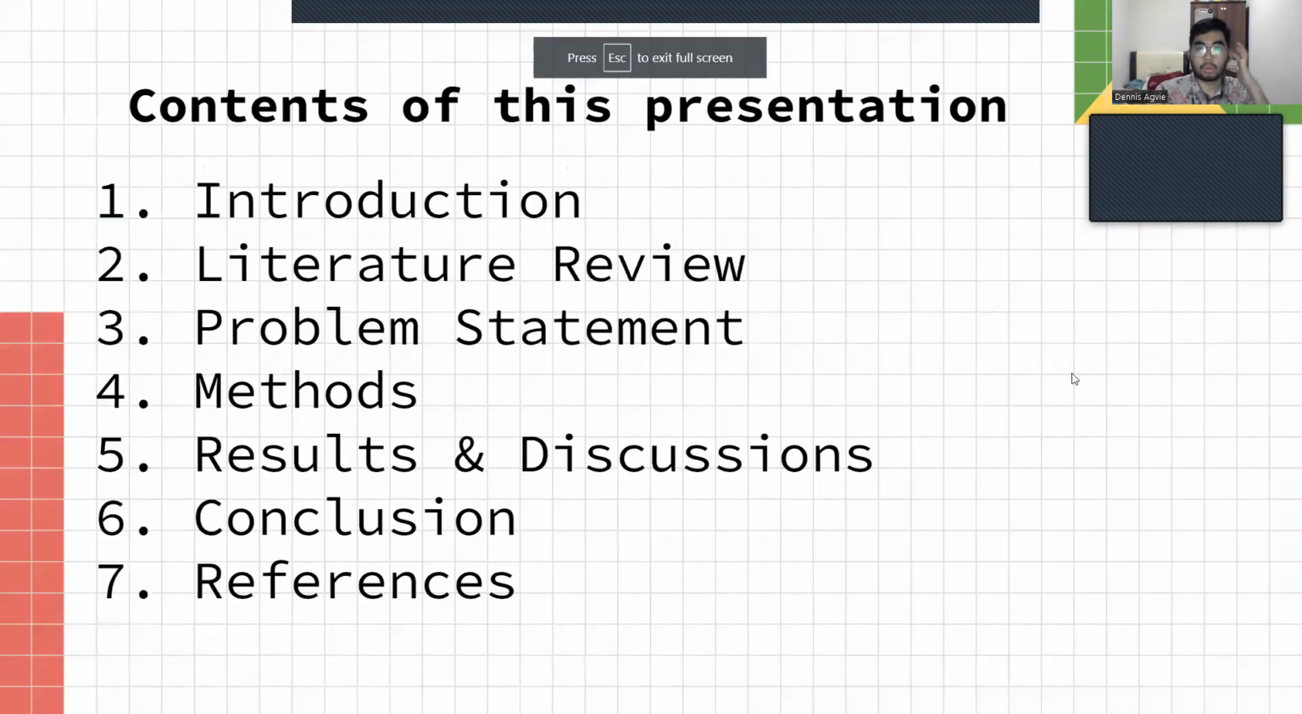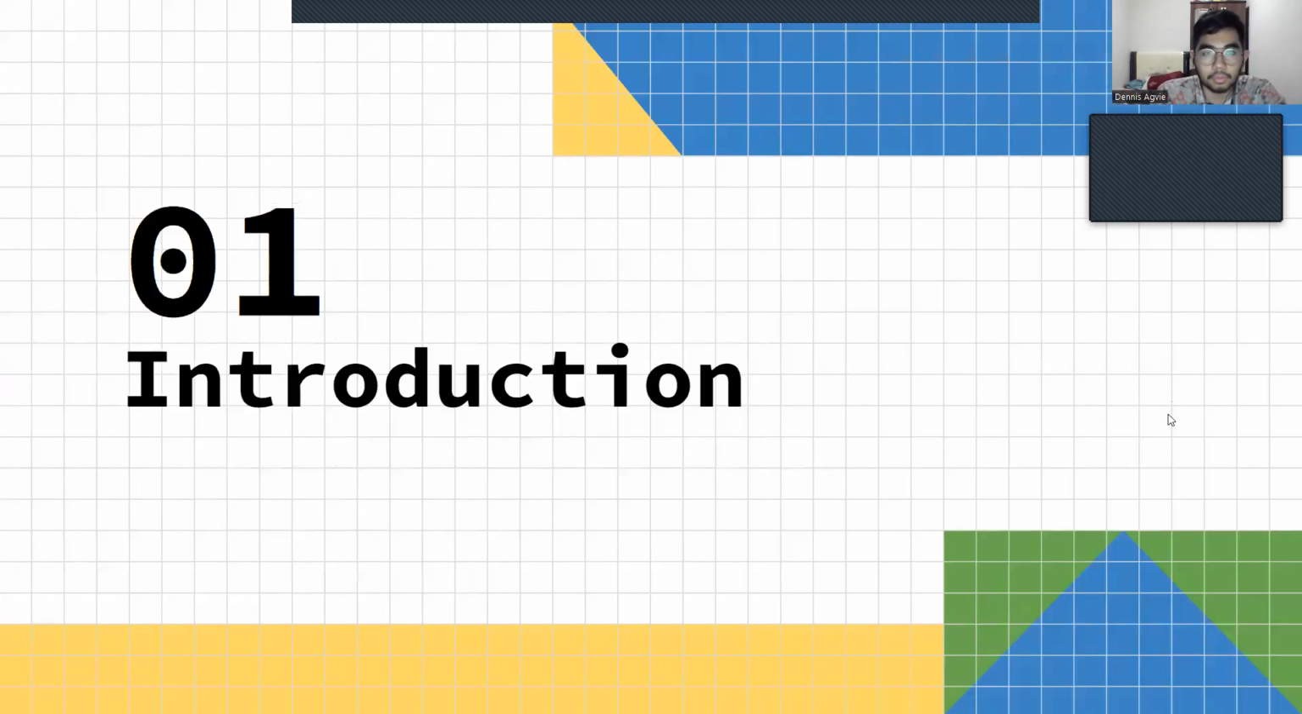And now, we will be moving to the contents of the presentation. We have seven topics to talk about. The first one will be the introduction. Second one will be the literature review. The third one will be the problem statement. The fourth one will be the methods. The fifth one will be the results and discussions. The sixth will be the conclusion. And seventh, but last one, but not least, the seventh is the references.